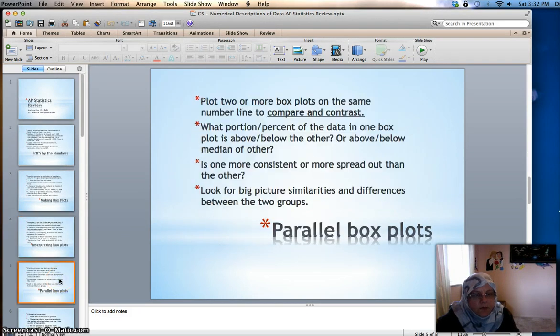Okay. So now sometimes we want to compare and contrast two different sets of data, and so we might do that with two different box plots graphed on the same number line. And then what you should look for is what portion or percent of the data in one box plot is above or below the other, or above or below the median of the other. Is one more consistent or more spread out than the other? Look for big picture similarities and differences between the two groups. So let's do that now.